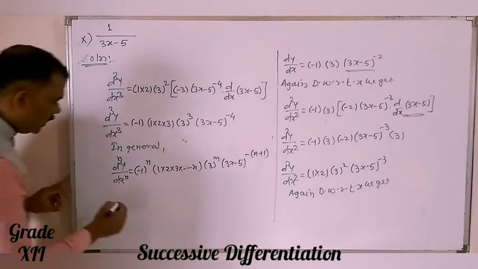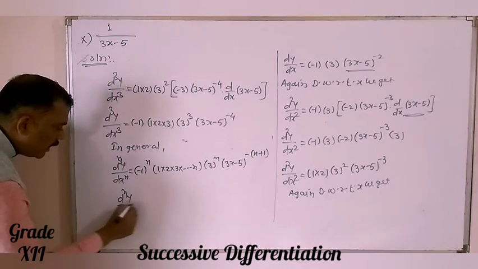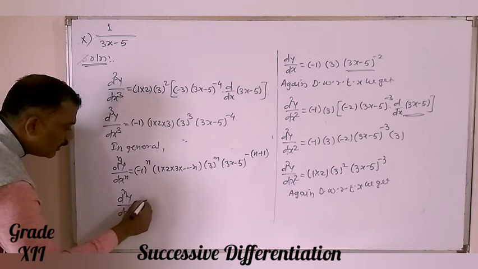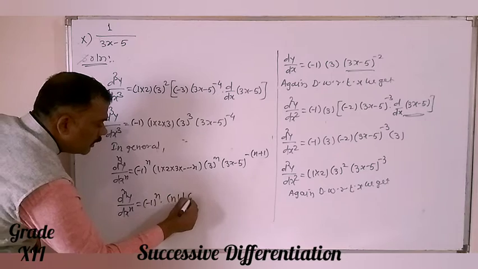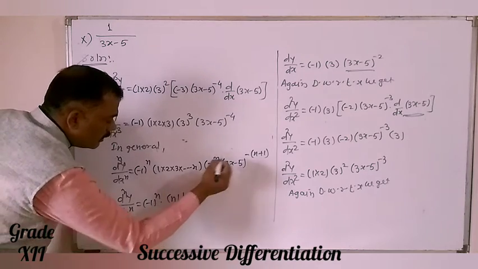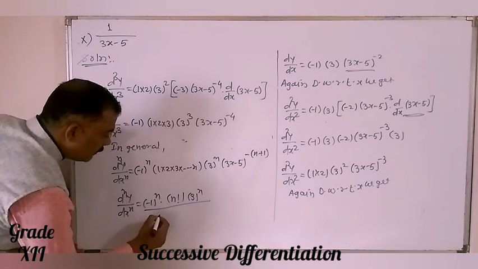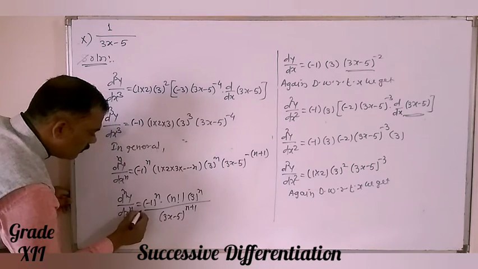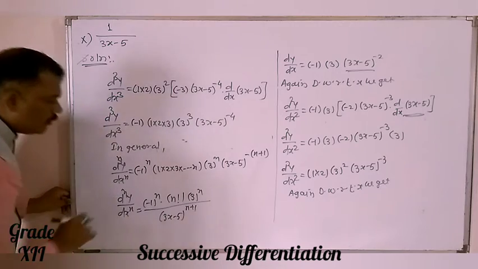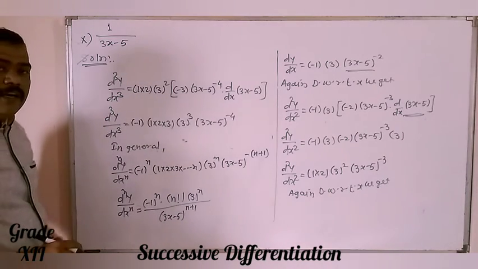So that d^n y by dx^n is equal to (minus 1) raised to n into n factorial into 3 raised to n. This can be written as divided by (3x minus 5) raised to n plus 1. The index must be positive, which is the required answer.